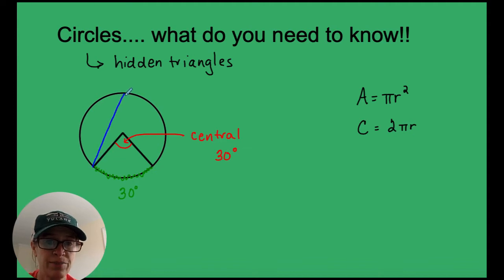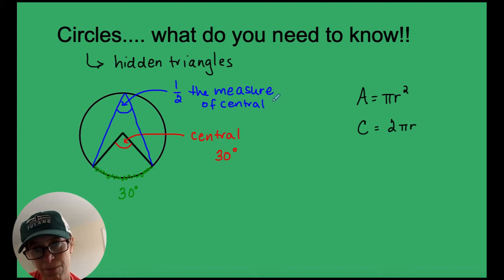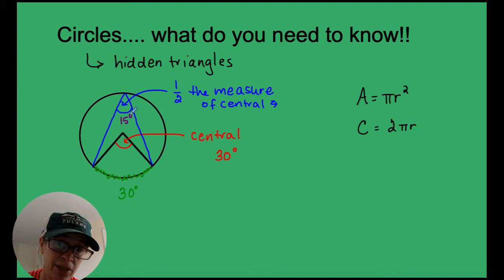All right, there's another angle of a circle that's really helpful to know. It's called an inscribed angle. And this angle right here also has a relationship with the central angle. It's half the measure of the central angle. And its measure would then, in this case, be 15 degrees. Now, you might not remember that. The most important one to know is that central angle, okay? But you can also use hidden triangles to figure all of this out.